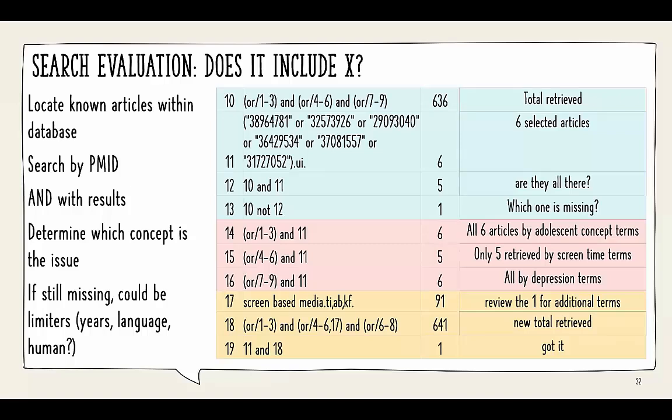And then in the pink lines there, 14 through 16, I'm just going through each concept and seeing, am I getting back all through that concept? That just helps me to know which concept I need to go back and focus on and make sure that I have everything around it. So with adolescent, I got 6 back. But with the screen time terms, I only got back 5. So I know that's the one I want to focus on.